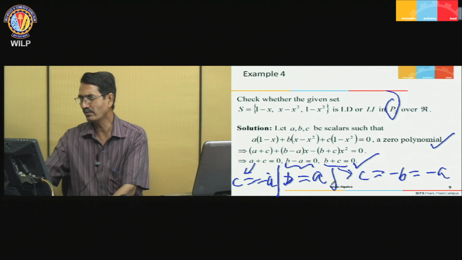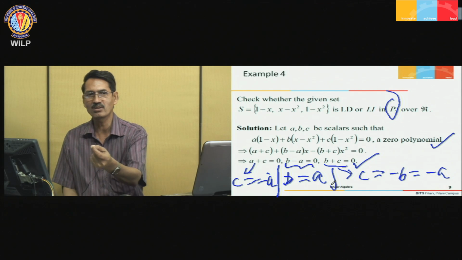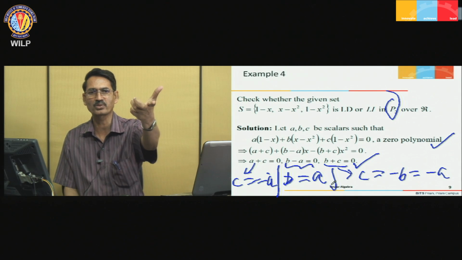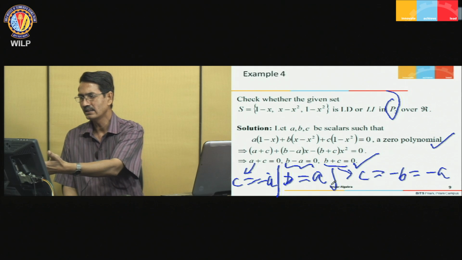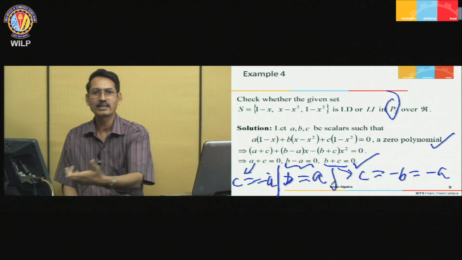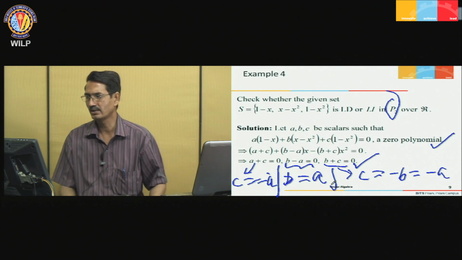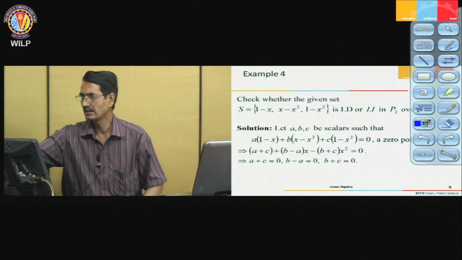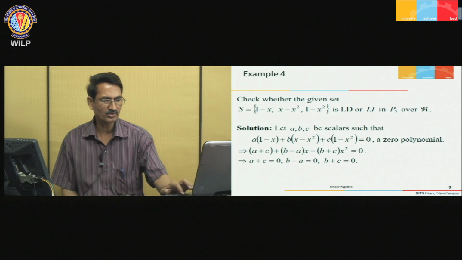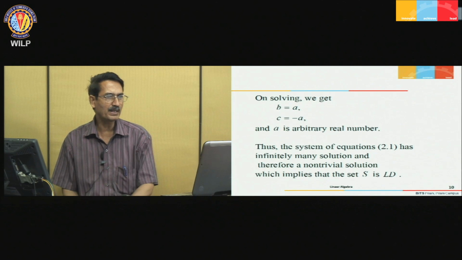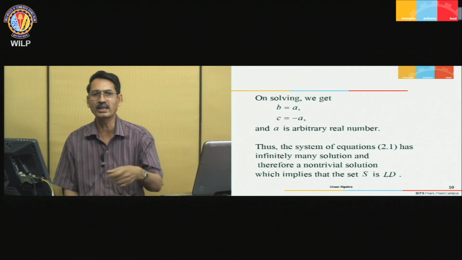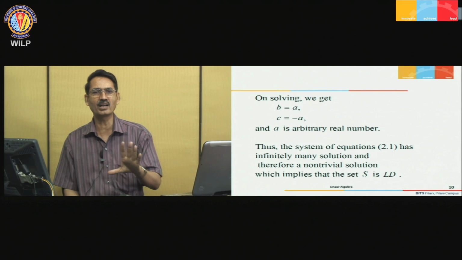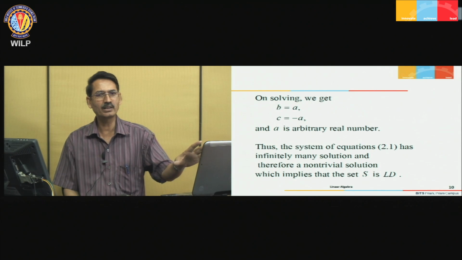and therefore, if you give any value of a, you will get an infinite number of solutions. So, this shows that these three equations in three unknowns have an infinite number of solutions. Let me go to the next slide, then it will be much more clear. In these three equations in three unknowns, you are going to get b is equal to a and c is equal to minus a, where a is any arbitrary real number, and it will give a solution.